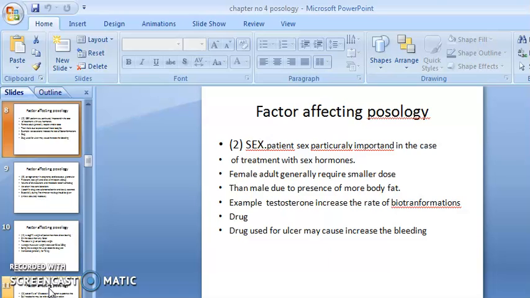Suppose we take an example. Testosterone increases the rate of biotransformation of drugs. Drugs used in ulcer may cause an increase in bleeding. Biotransformation means change in the chemical nature of the drug. Testosterone is responsible for increasing the change in the chemical nature of the drug. Drugs used in ulcer may cause an increase in bleeding. Other drugs may be used in ulcer patients, ulcer female, that increase the bleeding.